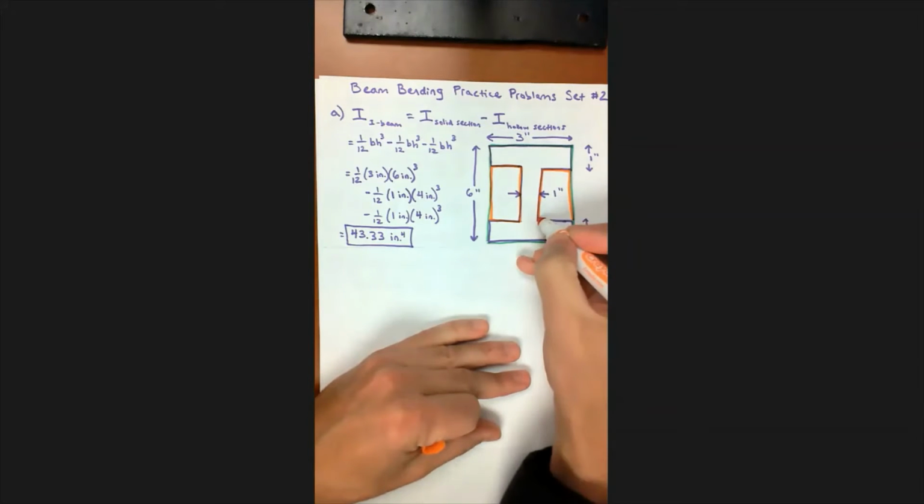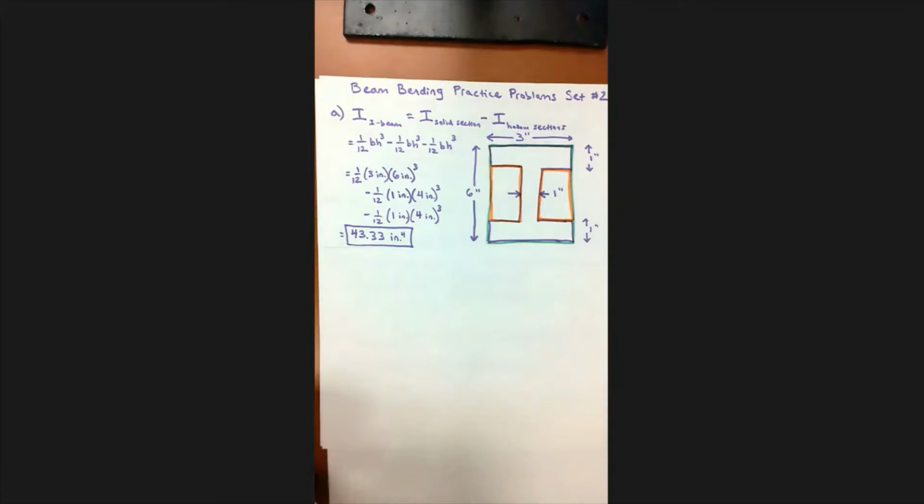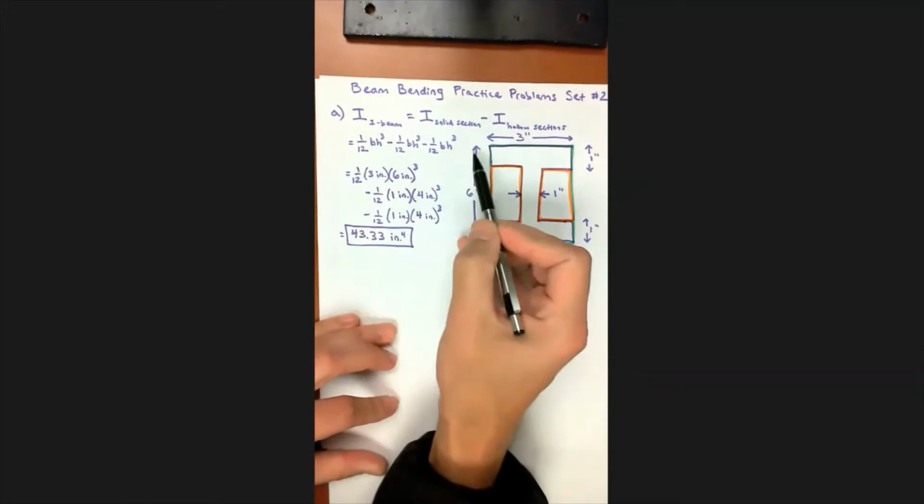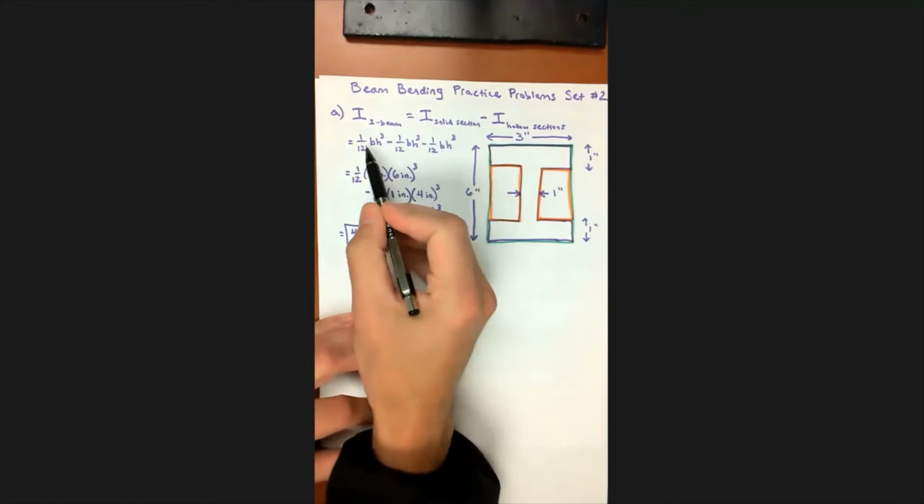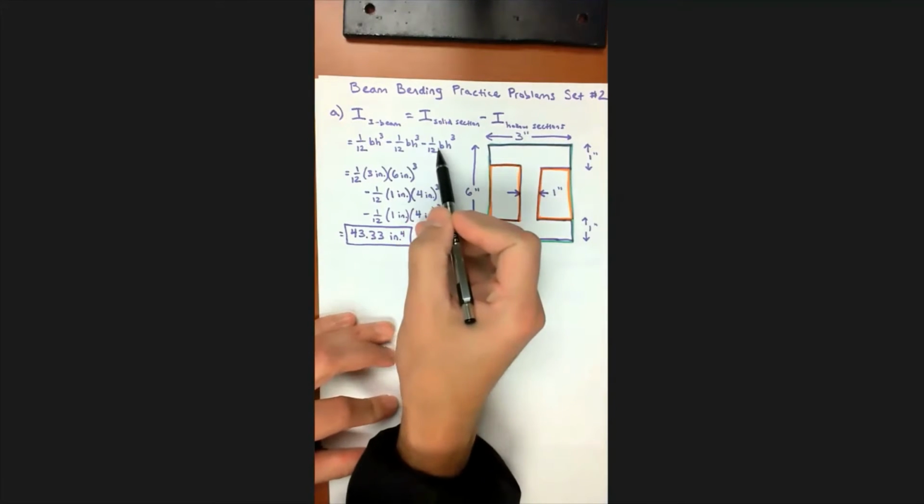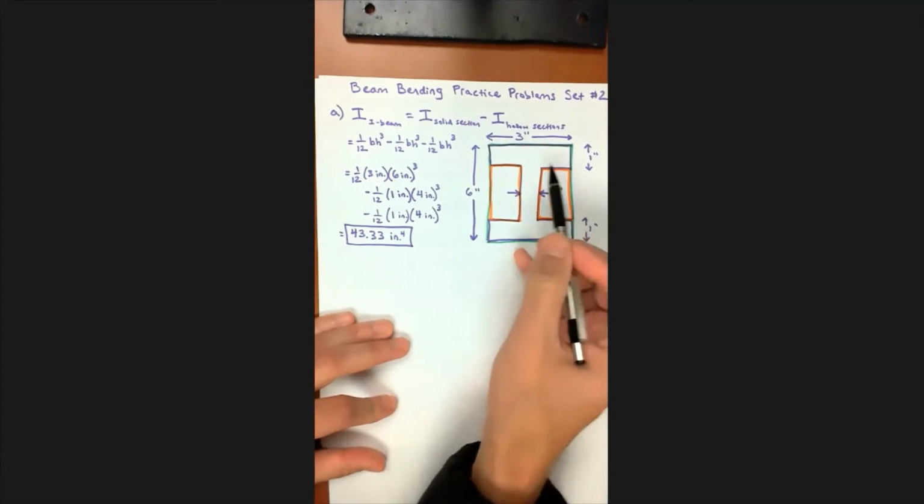So that's how we can calculate the moment of inertia for sections that are not a solid rectangle or a solid cylinder. We can just subtract the hollow sections. All right, subtract the moment of inertia from the hollow sections. So that's what we're going to do here. We're going to take the moment of inertia of the big rectangle, subtract the moment of inertia of one of the hollow sections, and then subtract the moment of inertia of the other hollow section.